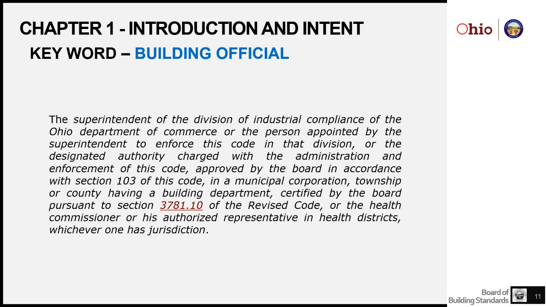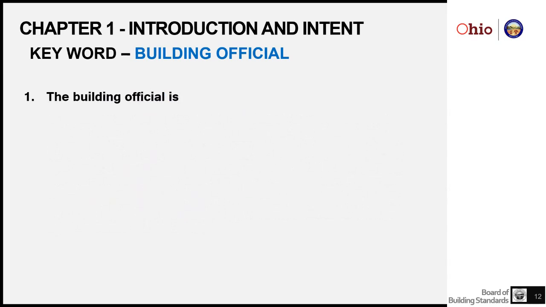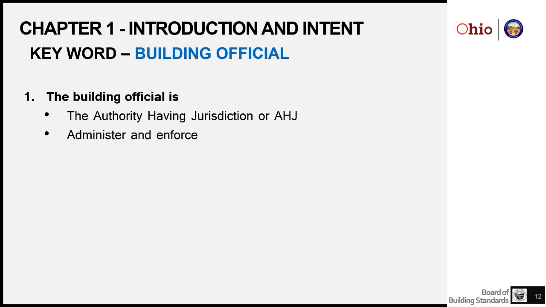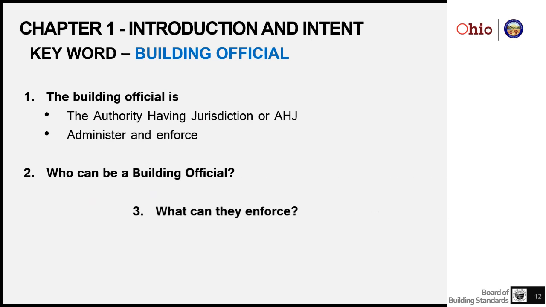This is the definition of a building official as it appears in the code. The building official is the authority having jurisdiction, or the AHJ sometimes referred to, and their job is to administer and enforce the rules of the board, the building codes. Some of you attending today are probably getting your building official's certificate or in that process. So who can be a building official and what can they enforce?